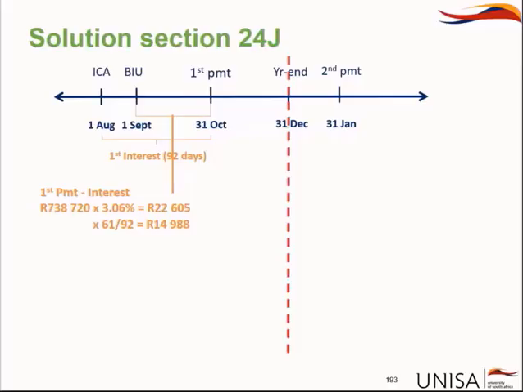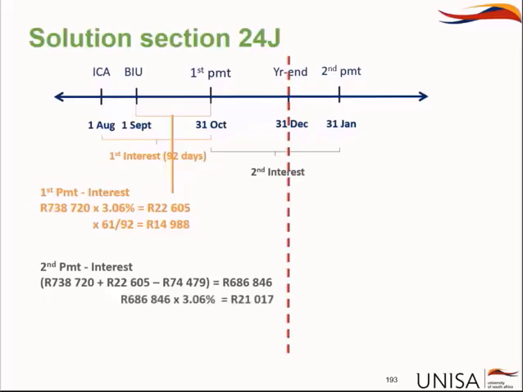So we will account for the interest for those 2 months from the date it was brought into use until the first payment. Then our second interest amount would have been from the 31st of October up until the 31st of January, but our year end falls in the middle there. So again, we now need to go and calculate the accrual for that period between 31st of October and 31st December. And again, we're going to need to use the days to calculate that accrual.